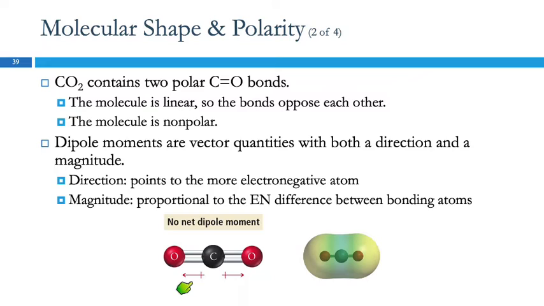And so we can put these little arrows here representing the dipole moment. A dipole moment is a vector quantity. It has a direction and a magnitude. If that doesn't make any sense to you, don't worry about it. The direction is going to point to the more electronegative atom. The magnitude, how strong it is, is going to depend on the electronegativity difference. So with a two-dimensional molecule, we can think about this in terms of playing tug-of-war.